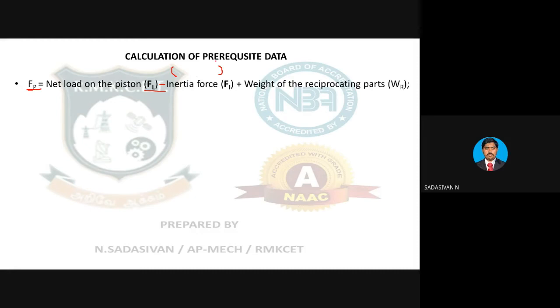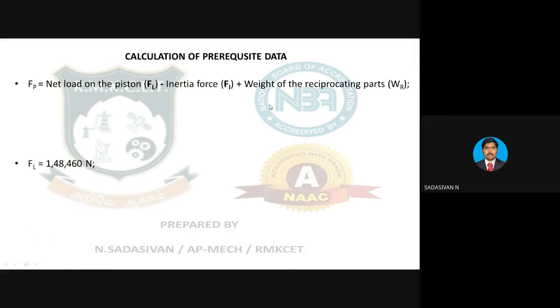Here, no problem, you got a positive answer. Minus inertia force including the symbol, plus Fi in this problem. Therefore effectively your inertia force will be subtracted. Here theta is 45 degrees, therefore the piston is traveling downwards. Gravity is going to help you, therefore plus weight of the reciprocating parts. If theta is greater than 180, then you have to put minus WR. Don't forget that. So therefore you are having a plus sign here.